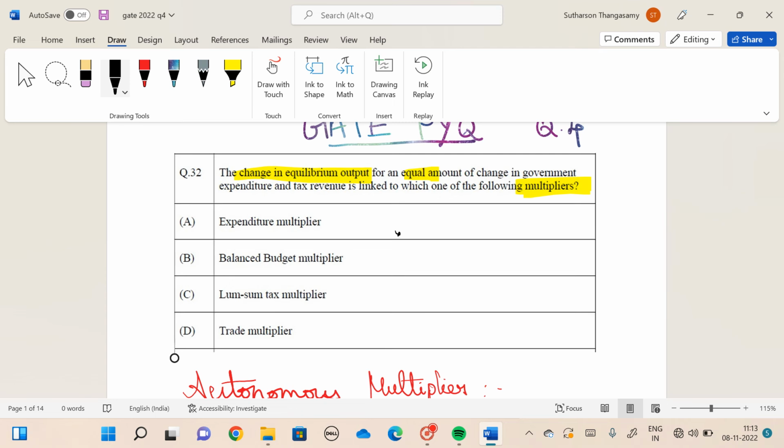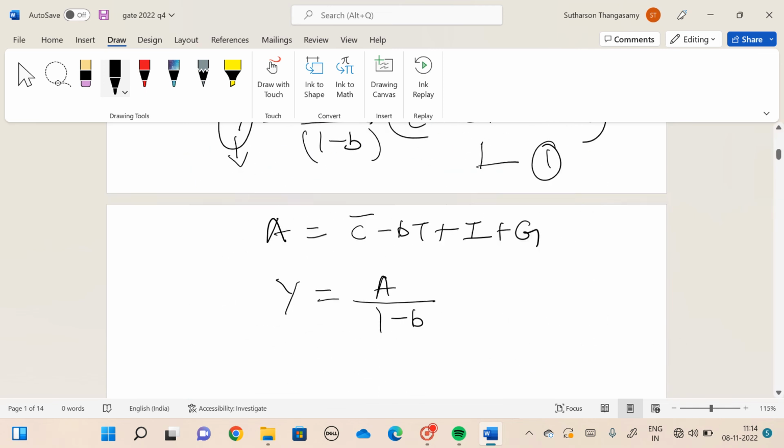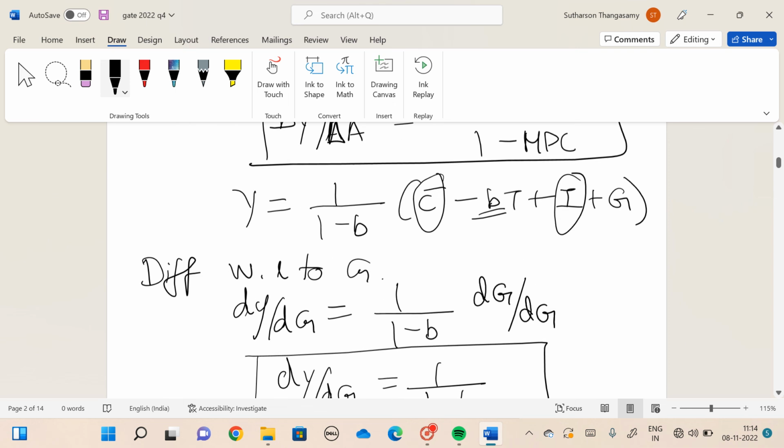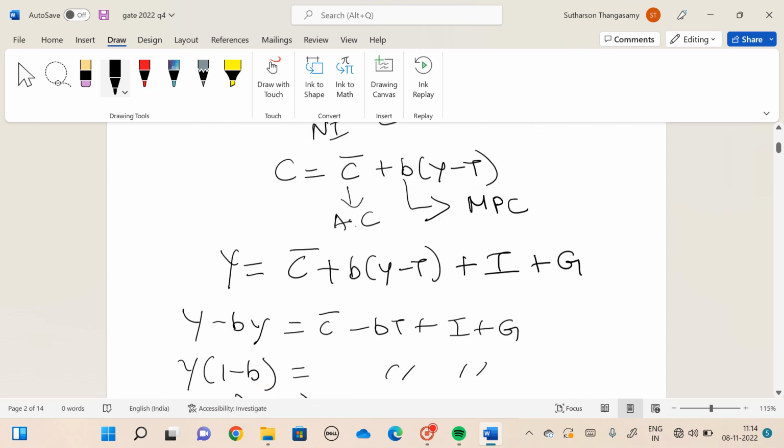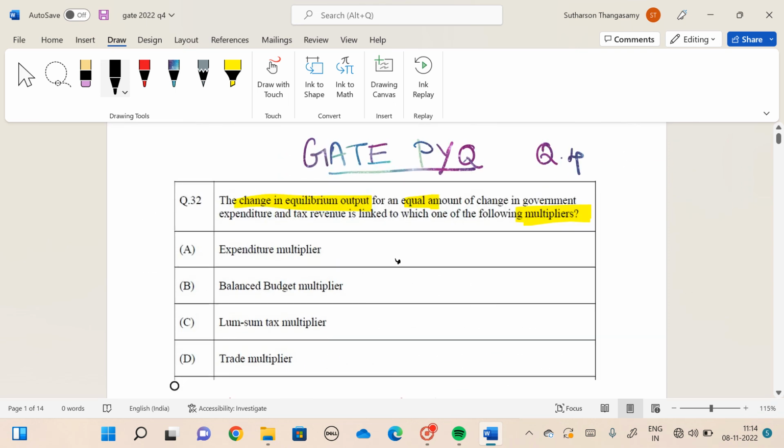If you know only the concept of multiplier, and I don't know what is meant by expenditure multiplier or balanced budget multiplier, I can easily answer this question. Let me tell you. In this question, there is a change in equilibrium output for an equal amount of change in government expenditure and tax revenue. But the expenditure multiplier, we saw, is a change in y for a change in g. Only the government expenditure is changing, not the tax revenue. So it cannot be the expenditure multiplier.